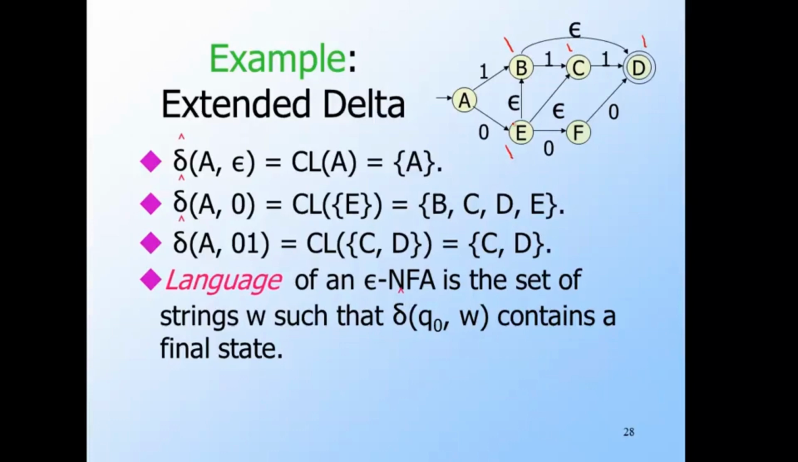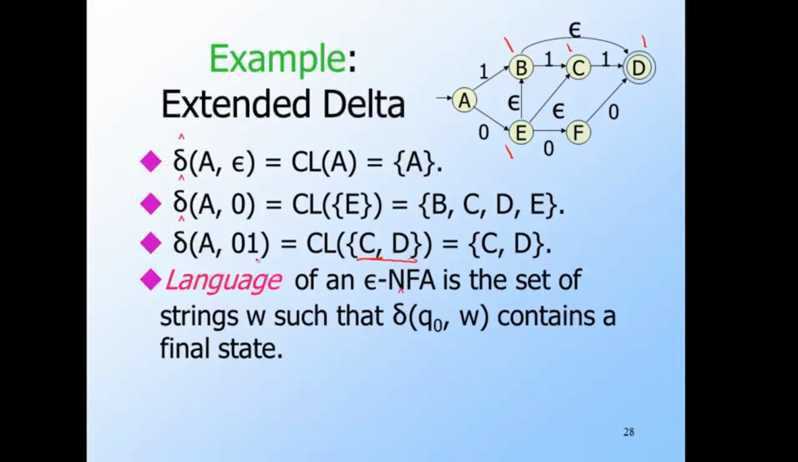Now, on a 1, where can I go from any of those states? Well, from E, no place. From D, no place. From B to C, and from C to D. So the only places you can get to from B, C, D, and E on a 1 are C and D. So that's why we start with C and D. We take the closure. Now, neither C nor D have any epsilon transitions out, so we conclude that delta hat of A and 0, 1 is the set containing C, D.